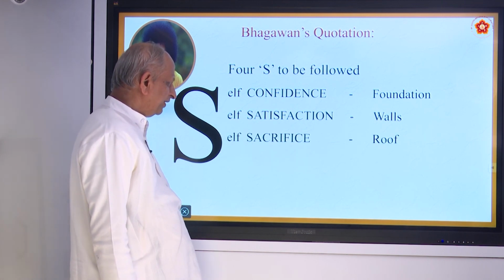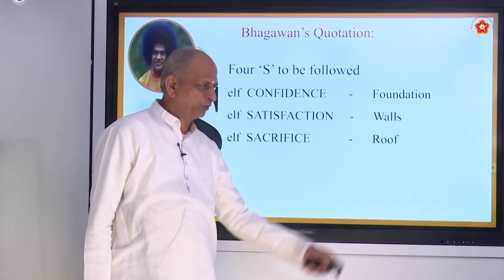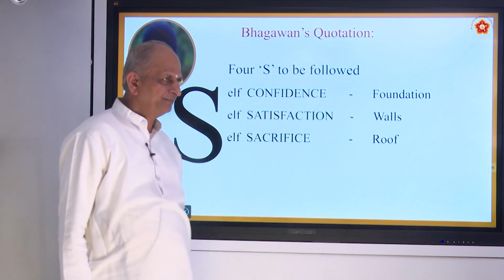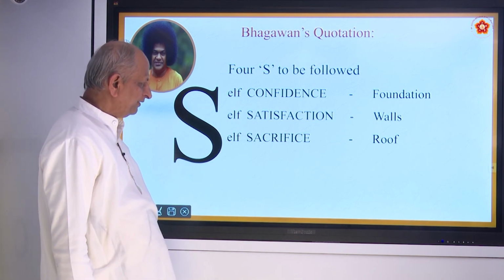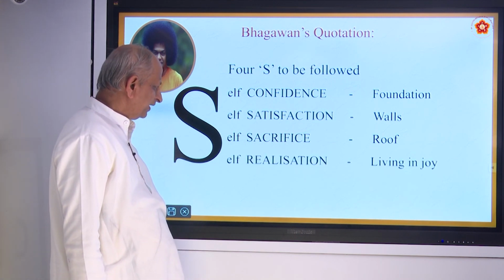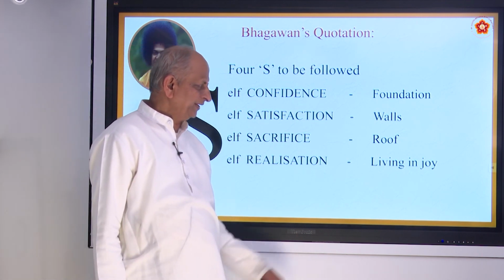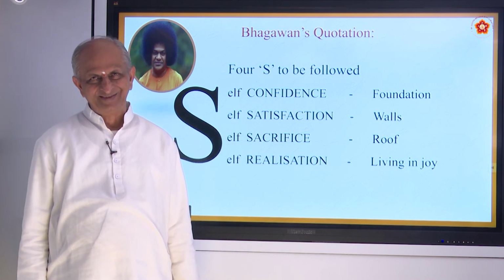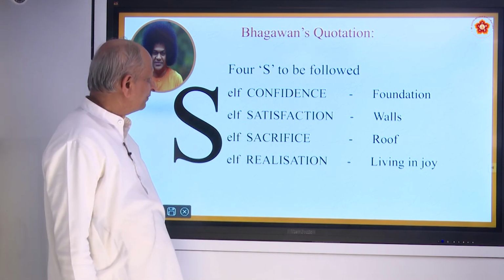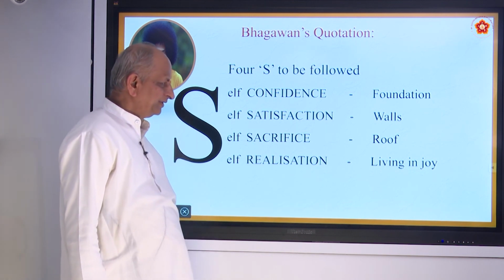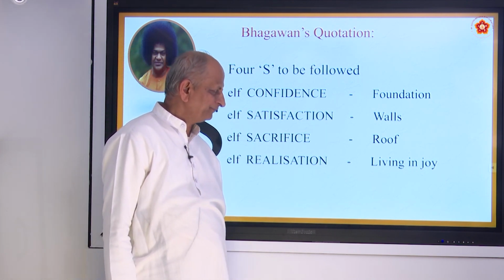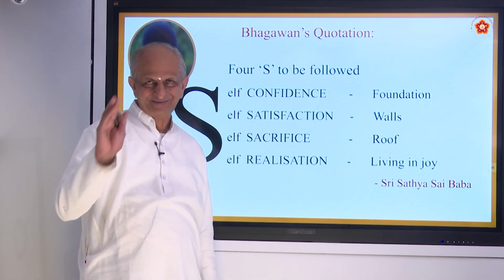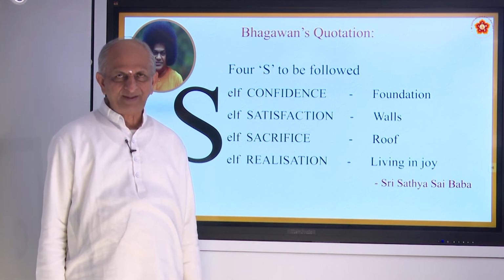Then the third one is self-sacrifice. They are all like a roof. And if all these are good, then living also becomes very, very wise. So self-realization, living in joy and peace, unbounded joy, unbounded peace. Okay, this quotation is told by Bhagwan Sri Sathya Sai Baba. Okay, so 4 S. Shall we go to home assignments?